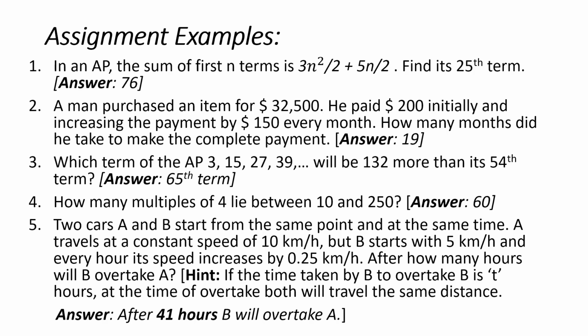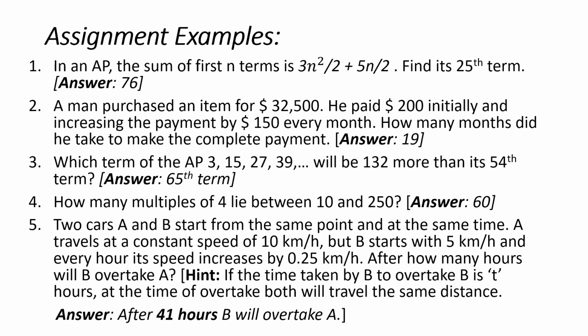Now some assignment examples of different types. First one: in an arithmetic progression, the sum of the first n terms is given as 3n square by 2 plus 5n by 2. Find its 25th term. So you just have to apply the formula for the sum of the n terms and then the nth term. The 25th term answer is 76.